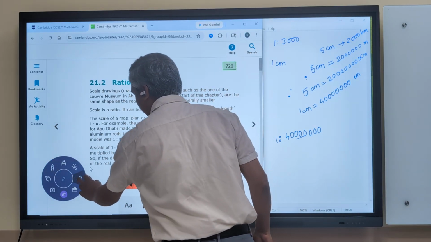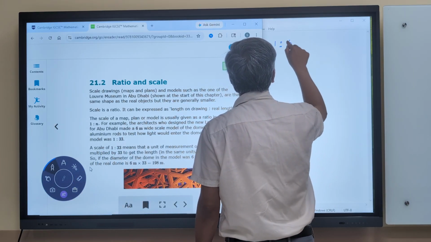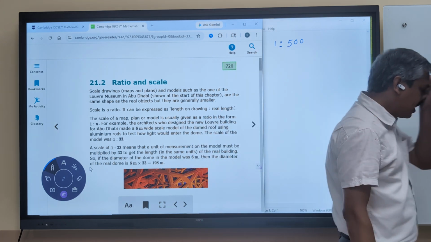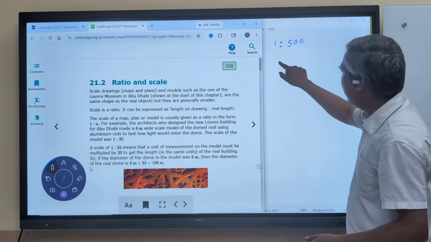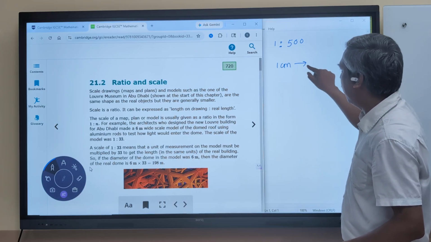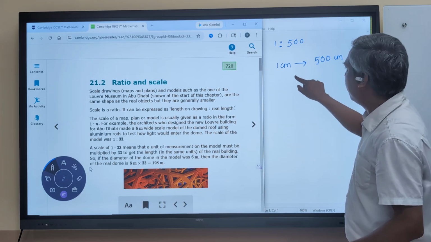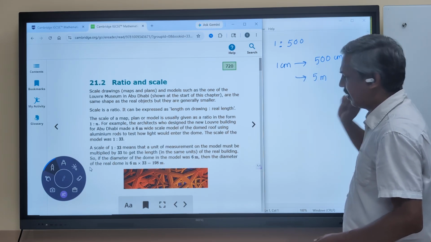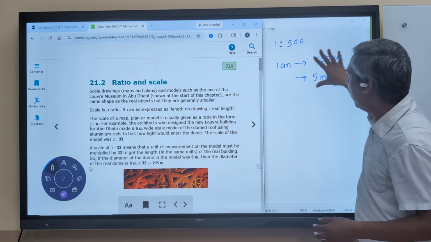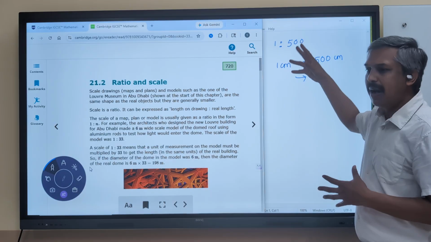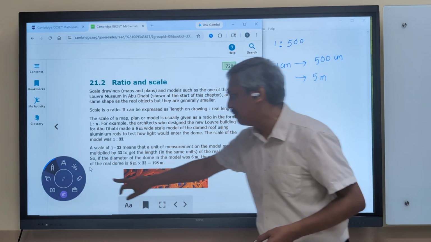Suppose in a map the scale is 1 is to 500. It means that the map is so zoomed in that 1 centimeter that you see on the map is basically equal to 500 centimeters. So 1 centimeter will be equal to 5 meters. This is how, when you completely zoom in, you get a map of this scale. But different maps will have different scales, and appropriately we are going to solve some problems.